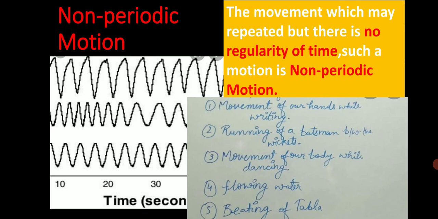So we can see the movement may repeat, but there is no regularity of time, and such a type of motion is known as non-periodic motion. Examples of non-periodic motion are the movement of our hand while writing, running of a batsman between the wickets, movement of our body while dancing, flowing water, beating of the tabla.